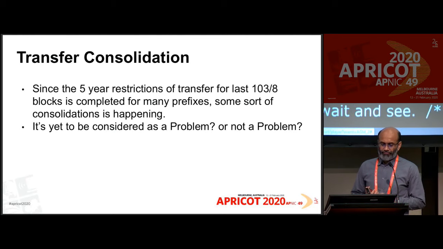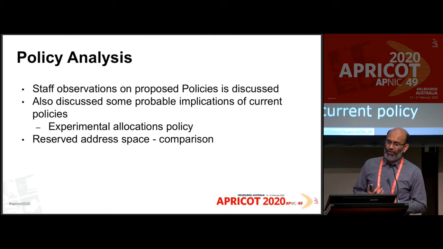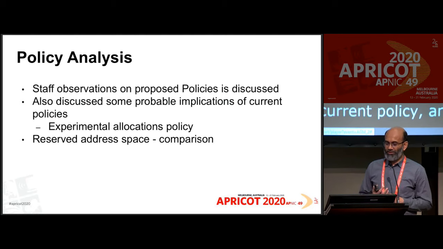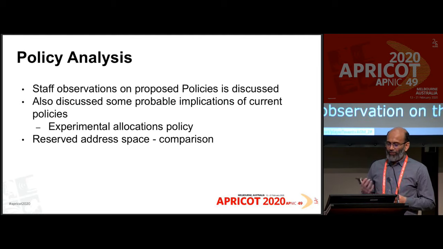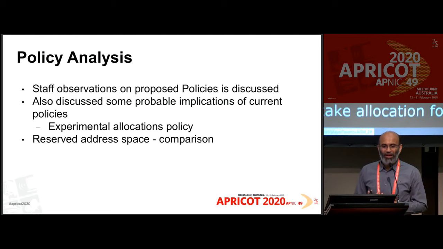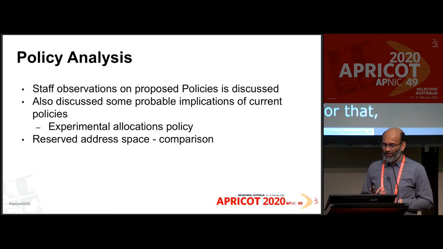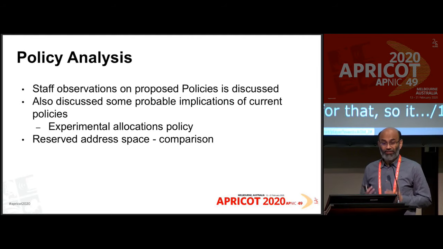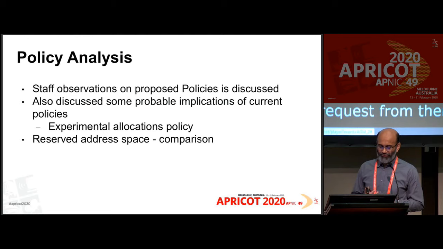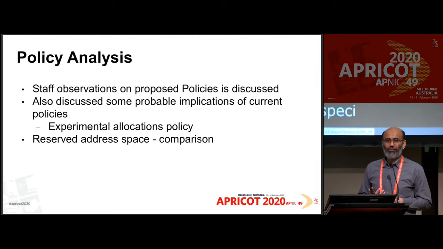Then there are some policy analyses of the existing current policy, what we're using, and staff also observed their observation on the proposed policy to be discussed. And one experimental allocation policy, that anyone can take an allocation of a /24 for research purposes for 1 year, and after that it will be quarantined for another 1 year. But APNIC doesn't have any reserve pool at this moment for that, so it may go from /103. But still, we don't see that many requests for it. But this is something we may need to think about in future. And there is some reserve space comparison with other RIRs. APNIC doesn't have any, especially for IXP kind of deployment or any other requirement.